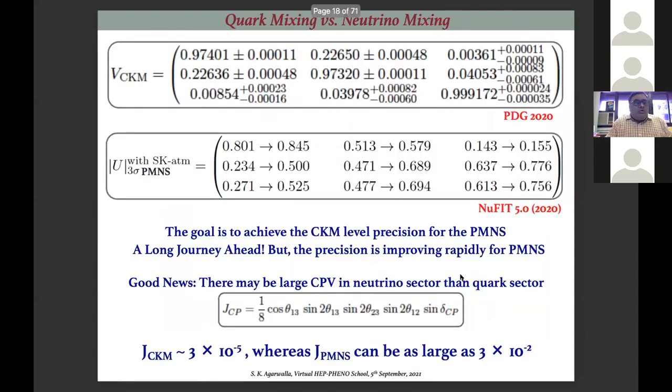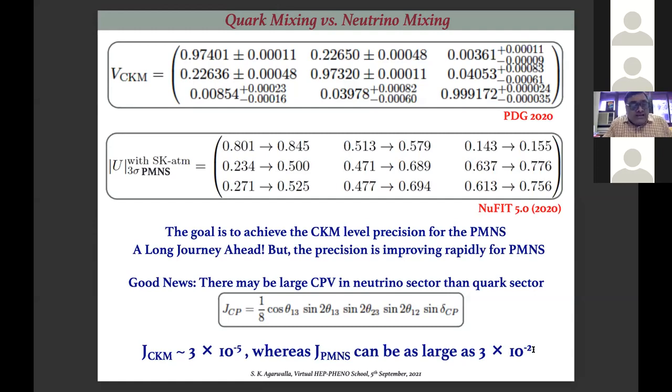Okay. So here is a nice slide. If you compare the CKM mixing in the quark sector and the neutrino sector, you see we have such big entries when we are thinking about these mixing angles. And also the Jarlskog CP-odd invariant, if you put the values, for the CKM sector this value is around 10 to the power minus 5. But in the PMNS sector, in the neutrino sector, since your mixing angles are large, this value can be as large as 10 to the power minus 2.